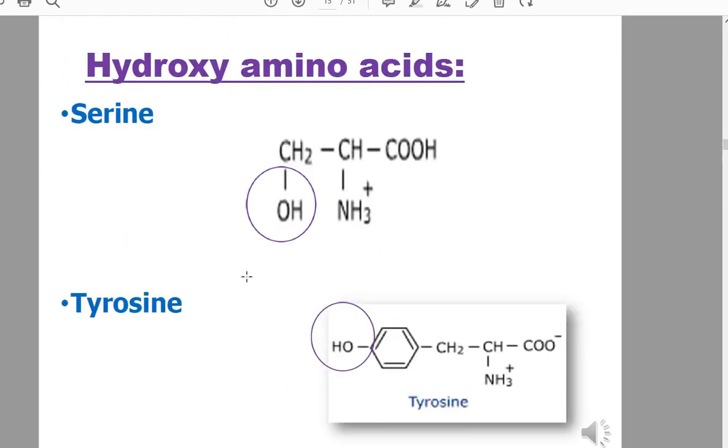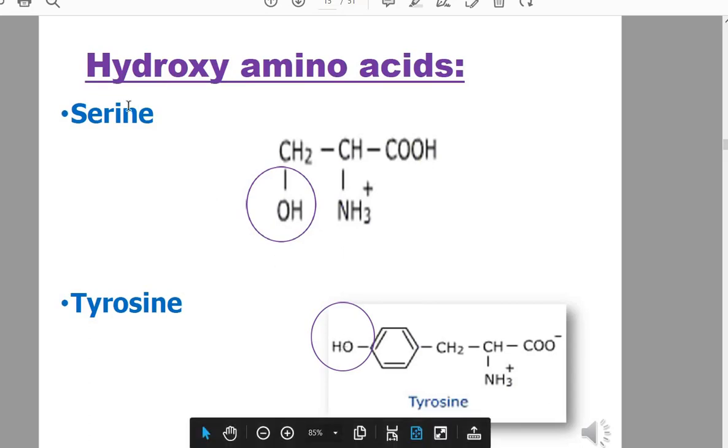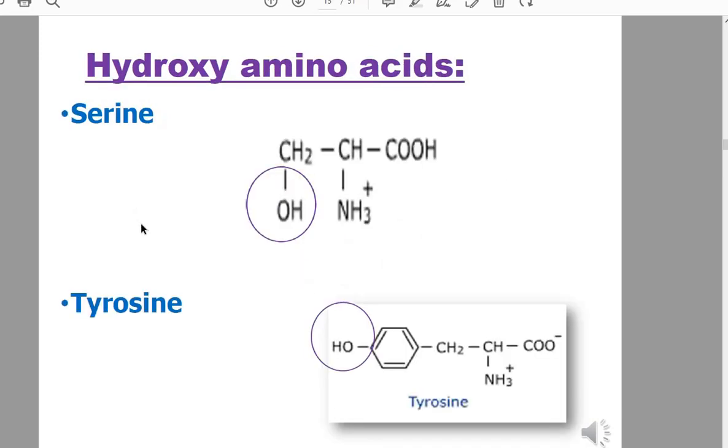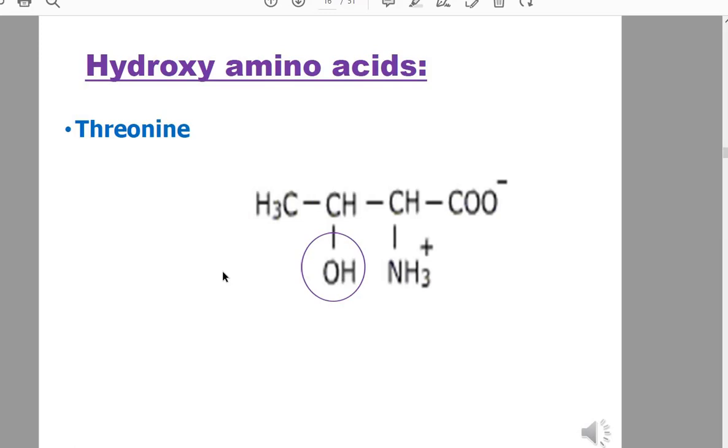Hydroxy amino acids, from their name they contain a hydroxyl group. This is serine, tyrosine and threonine. Again, they are three hydroxy containing amino acids. They contain a hydroxyl group attached in the side chain, like we said before. This is the constant structure of amino acids, and this is the R side chain. It contains OH, which is the hydroxyl group, so they are called hydroxy amino acids, which are serine, tyrosine, okay, this is tyrosine, and threonine, three amino acids.